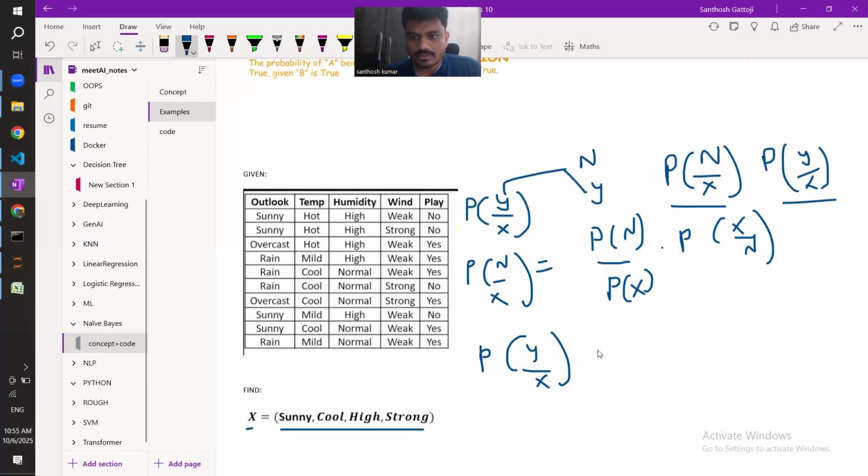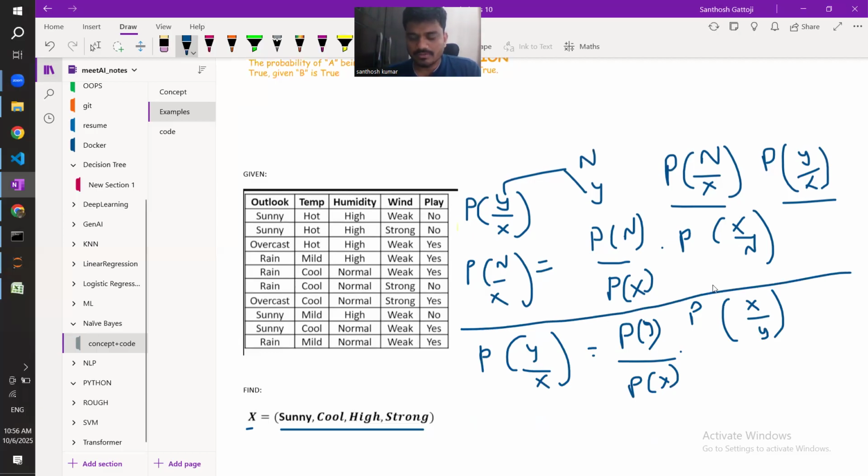Similarly, probability of y by x will be probability of y into probability of x given y, divided by probability of x. I need to calculate this. Now if you see, both the denominators are P of x, so we don't consider this. We only consider P of n into probability of x by n, and P of y into probability of x by y.